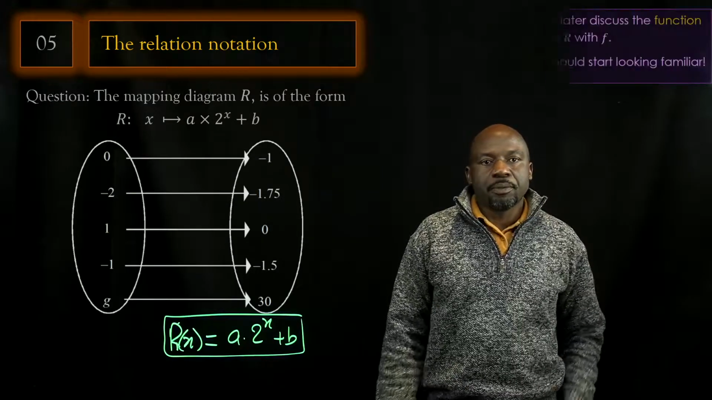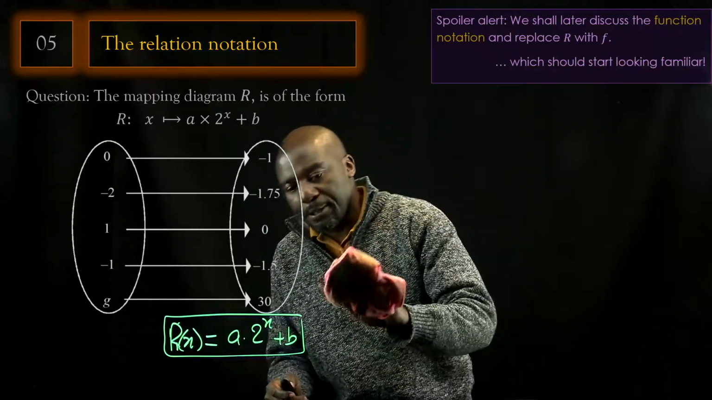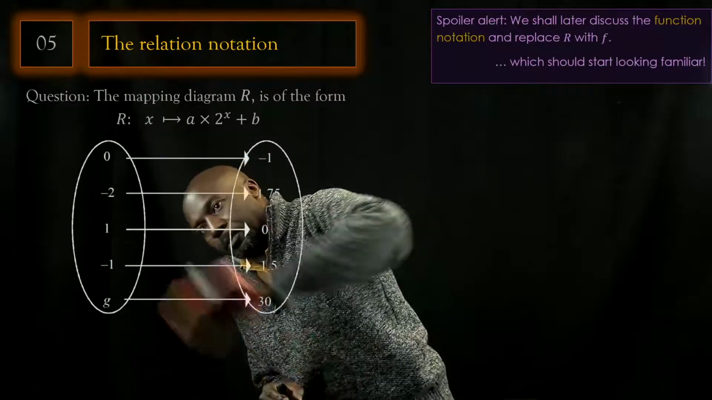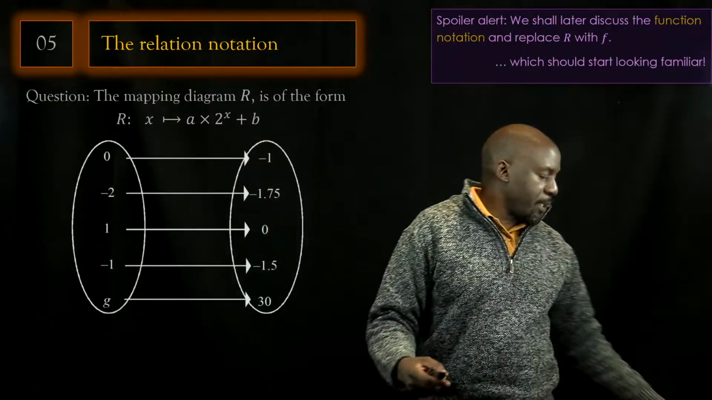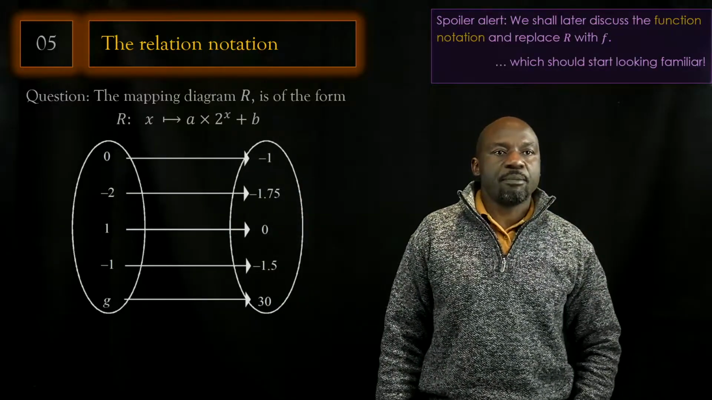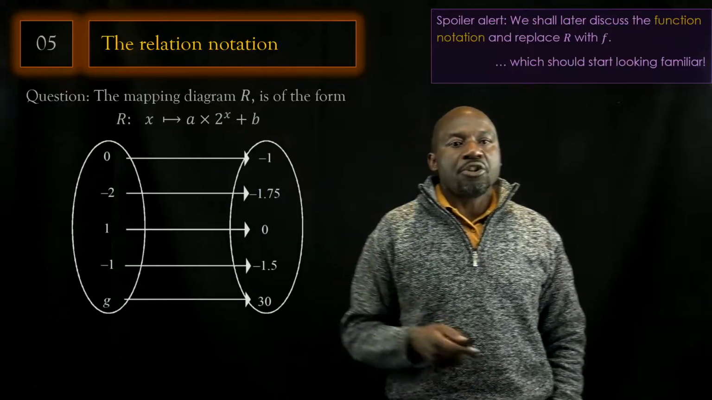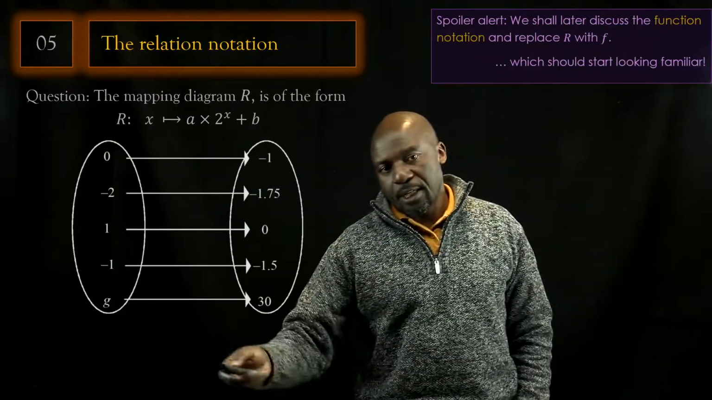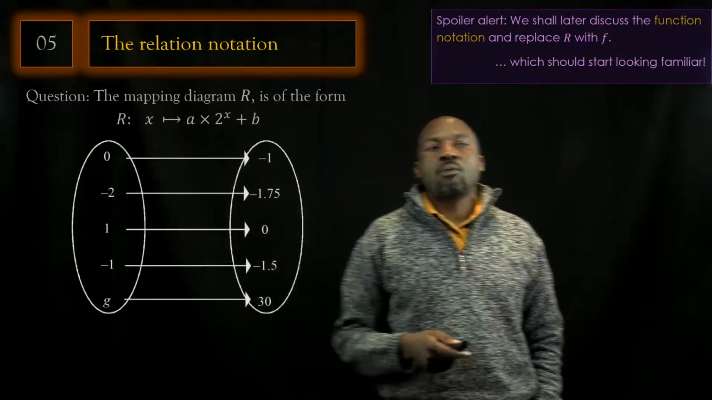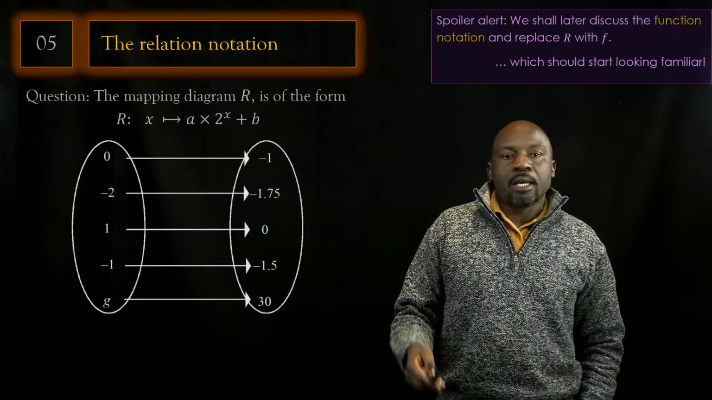Now what is the question? Okay, the spoiler alert there, take a look. So the spoiler alert is that this is something that you already are familiar with. In fact, we are ahead of the curve by a margin. We shall later discuss the function notation, what I just did there, where we will simply replace this R here with the letter F, which you are familiar with. All right, and let's move on.